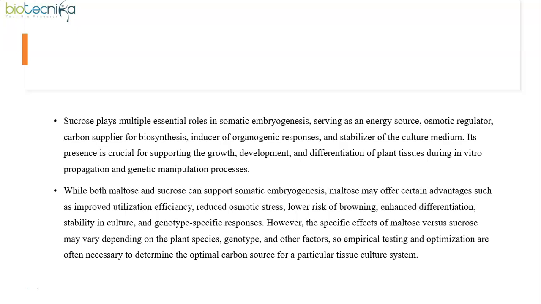First thing is that we are all aware sucrose plays a major role in somatic embryogenesis because it serves as an energy source, an osmotic regulator, a carbon supplier, as well as an inducer of organogenic responses. Its presence is crucial for the support of growth, development and differentiation of plant tissues during in vitro propagation or genetic manipulation processes.